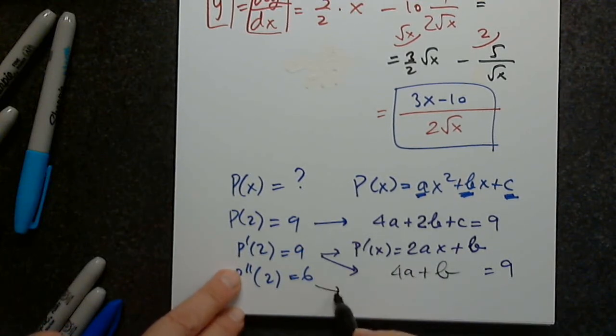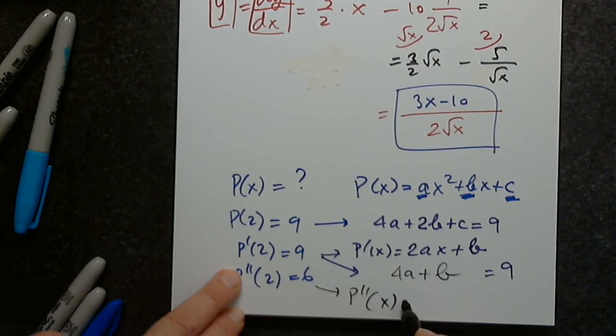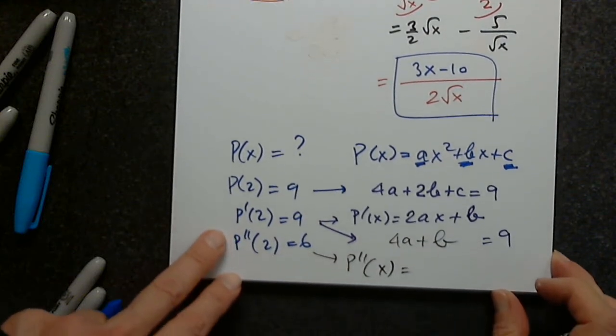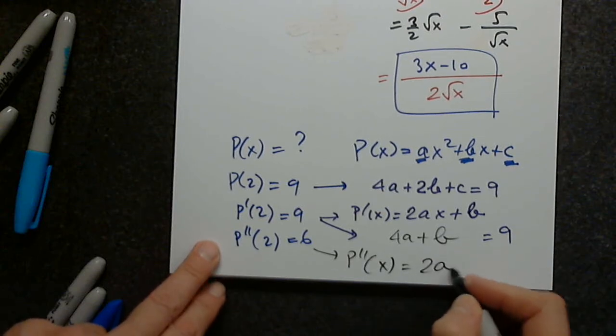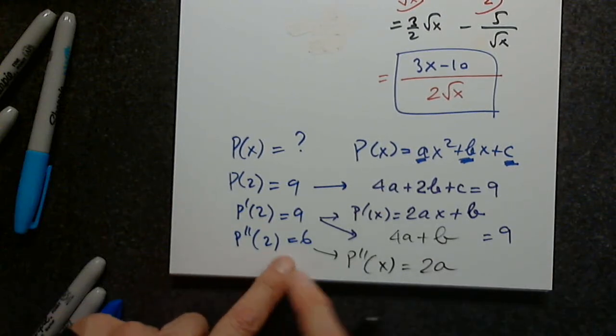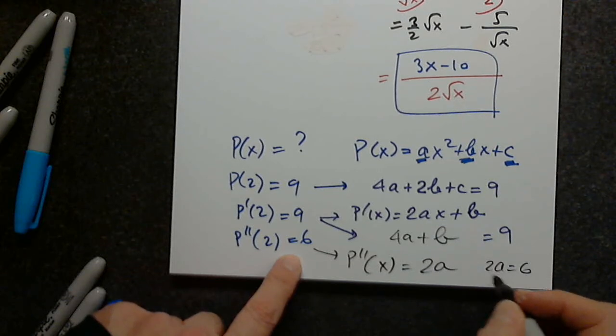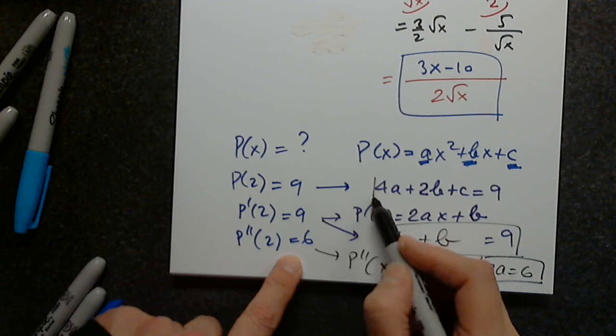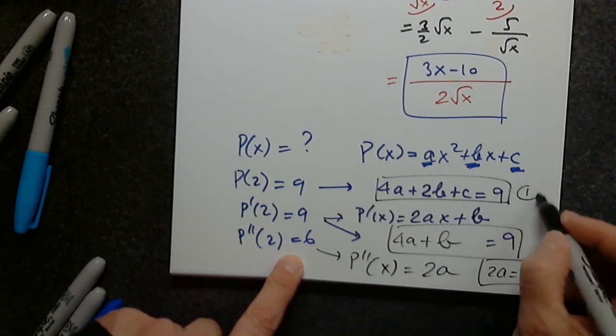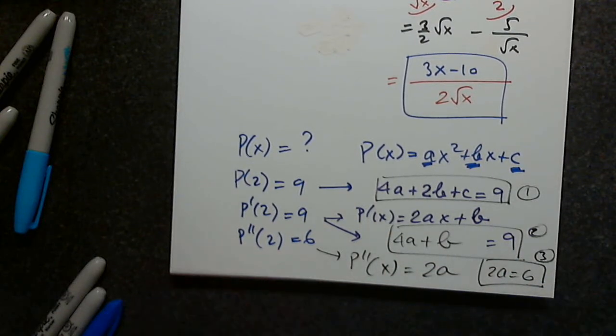And then let's determine the second derivative. So that equation would be 2a equals 6. So this is one equation, here's the second one, and here's the third one. 1, 2, 3. Putting these 3 together, do you think we are going to have any difficulties finding a, b, and c?